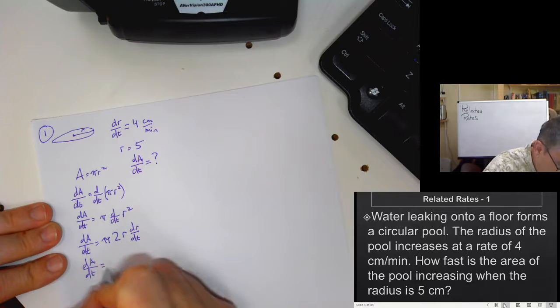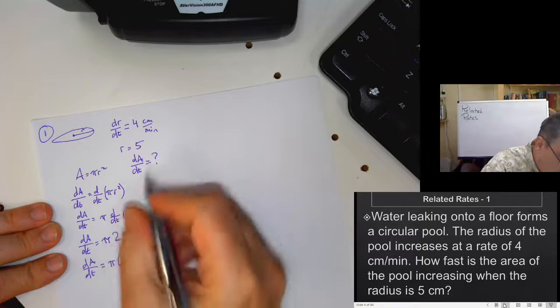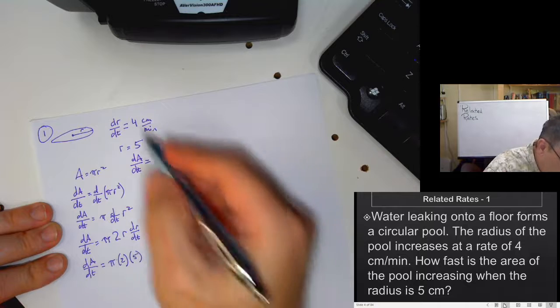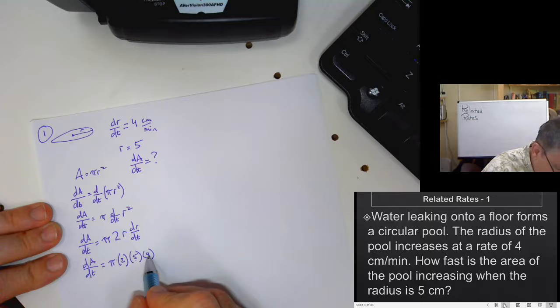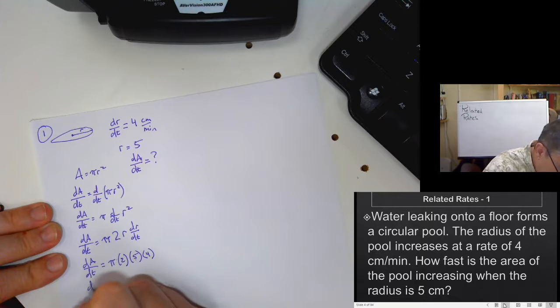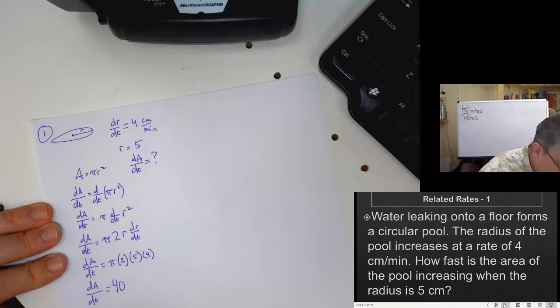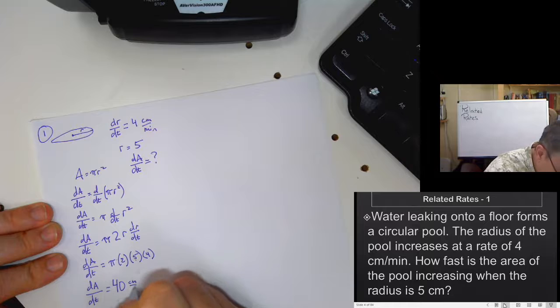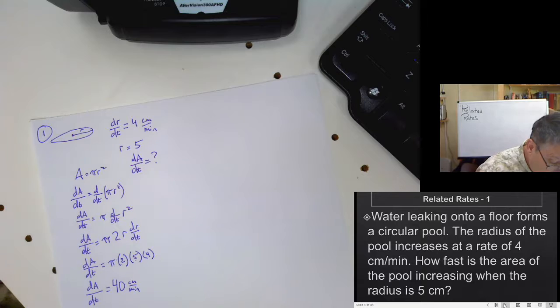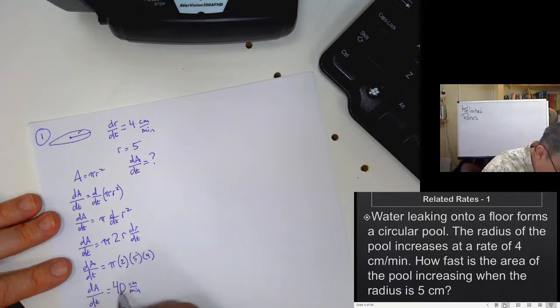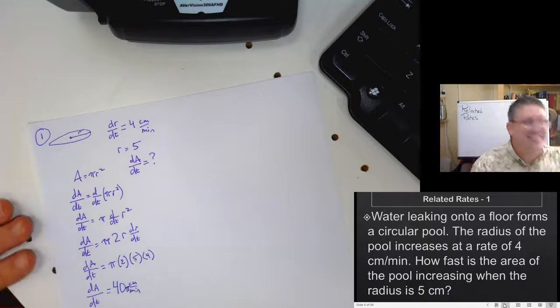Let's actually solve the problem, shall we? So we got pi, and then we got 2, and then we got r. r is going to be 5, right? And then we got dr/dt. That's going to be 4. So 4 times 5 is 20 times 2 is 40. So dA/dt equals 40 what? Centimeters per minute. Is that reasonable? Yes. Oh, look what I did. I made a mistake. I dropped the pi, didn't I? Oh no, Mr. Rollison dropped the pi. That's going to be a mess to clean up.